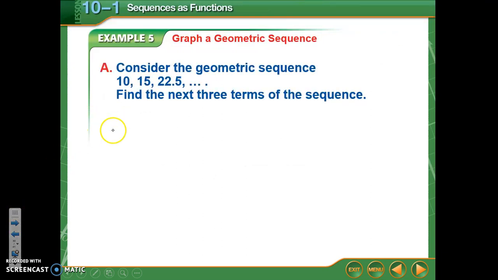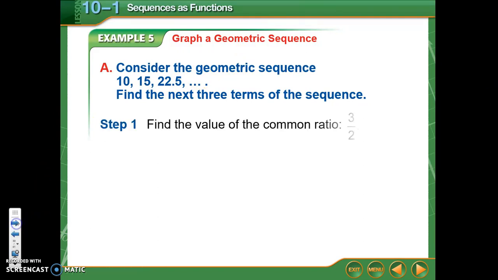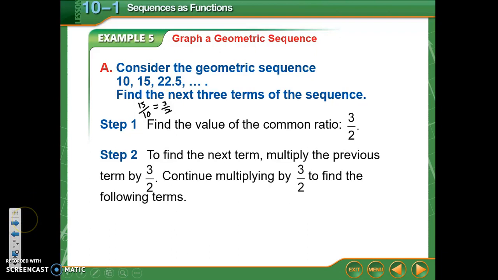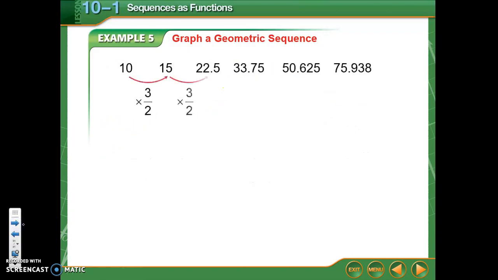All right, take a look at this geometric sequence. They're telling me it's a geometric sequence, and we're going to find the next 3 terms. So first I find the common ratio. To do that, I do 15 divided by 10, because that's probably the easiest one to do, which gives me 3 halves, or 1.5. So to find my next term, I'm going to keep multiplying by 3 halves. So I need to find the next 3 terms. So I'm going to do 22.5 times 3 halves, which gives me 33.75, times 3 halves again, and again to get my next terms in my sequence.